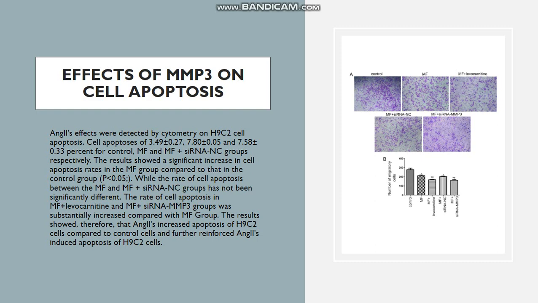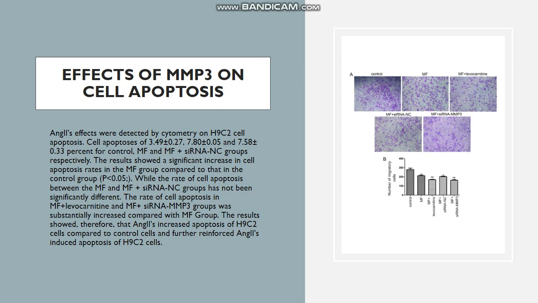Effects of MMP3 on cell apoptosis. As you may see, I included a picture so that you can understand it better. So, what is it? You're going to ask. Let's learn together. ANG2's effects on H9C2 cell apoptosis were detected by flow cytometry. The cell apoptosis rates were reported for the control, model and model plus knockdown groups respectively. The results showed a significant increase in cell apoptosis rate in the model group compared to that in the control group.